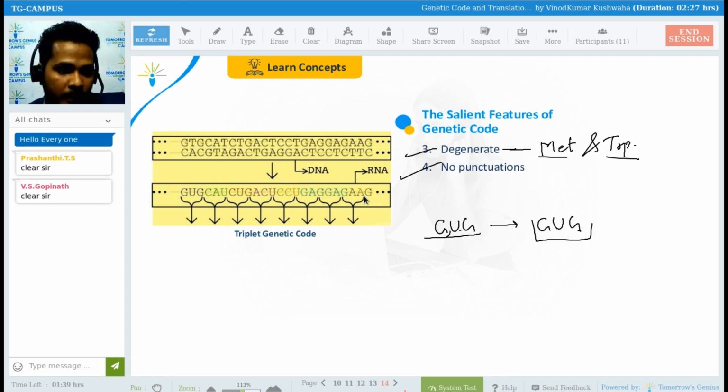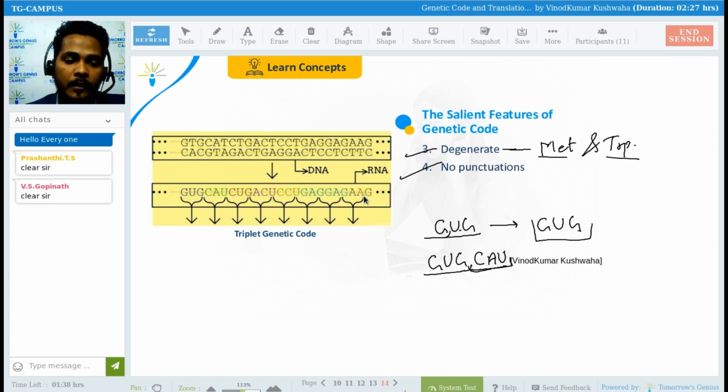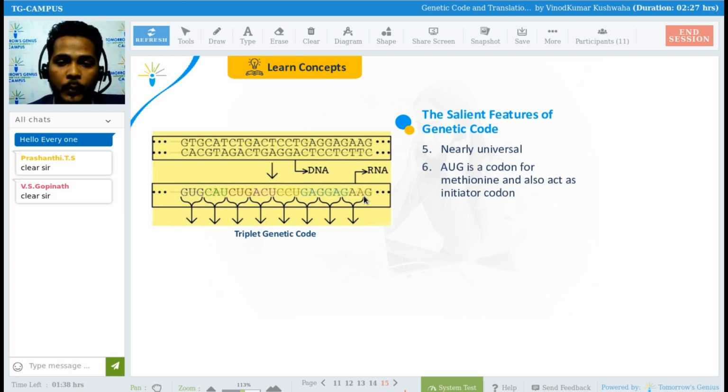So there should not be a comma, pause, or any kind of overlapping in between the triplet codon. What is the meaning of overlapping? Suppose this is a code like GUG, then CAU. It should not overlap. It is always in a triplet codon like this. So no punctuation in between. This is the third important salient feature of the genetic code.